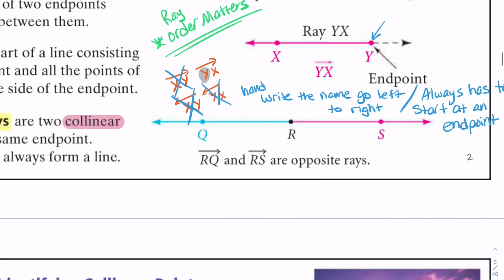So here's what is not an opposite ray. These are not opposite because they are not collinear.